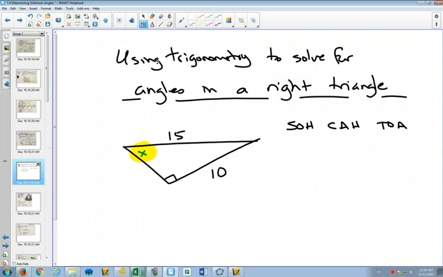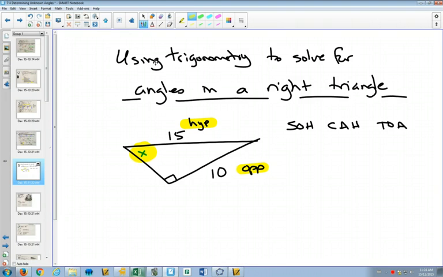Opposite, adjacent, or hypotenuse? It's opposite, because it's right across. Where's the hypotenuse? Always opposite the 90. So this is my hypotenuse. I'm going to highlight those in yellow because those labels go with the yellow angle that we're talking about.